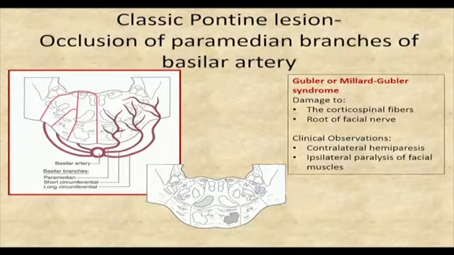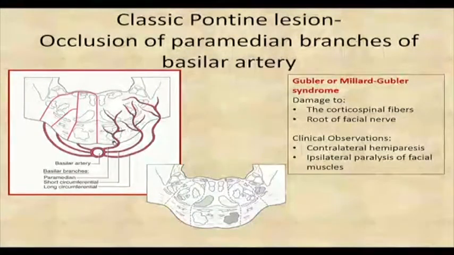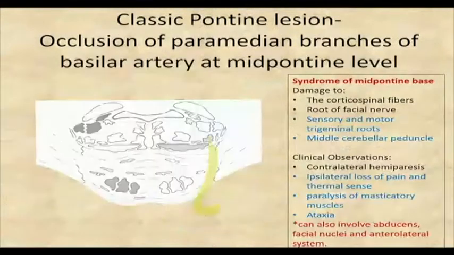All right, and then you have kind of lesser known syndromes here, where you just have the root of the facial nerve and corticospinal fibers affected, and so you wouldn't have it be involving the medial lemniscus essentially, and involving a facial nerve palsy and not abducens. And then if you have an occlusion of some other parts of the paramedian branches.